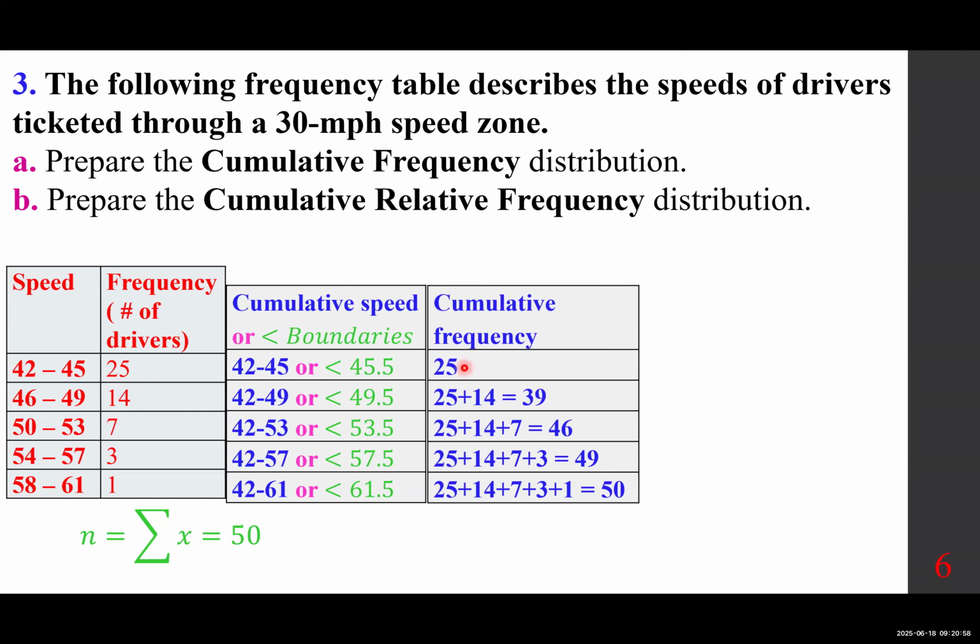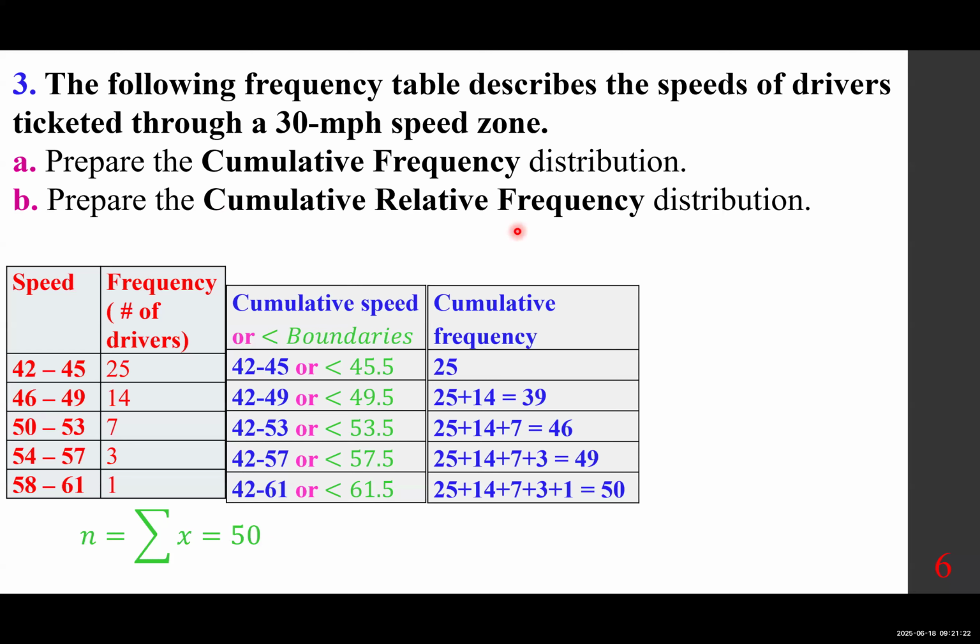So the first one is 25. The second one, 25 and 14 is 39. Now we add 7, we get 46. Now we add 3, we get 49. We add 1, we get 50. Now, it's important to know that in this column, the very last one must always be equal to n. If not, we have made a mistake.